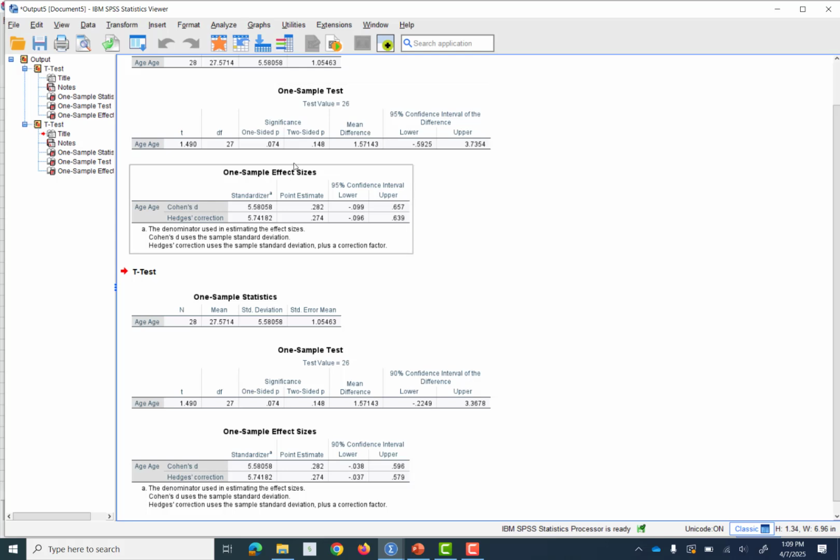The p-value does not change. It's still the same p-value. The difference will be the confidence interval between 95 and 90%. So in fact, what you enter as the confidence level doesn't affect the p-value or the t-test, but it affects the confidence interval.